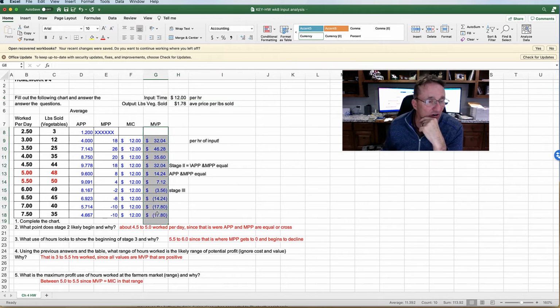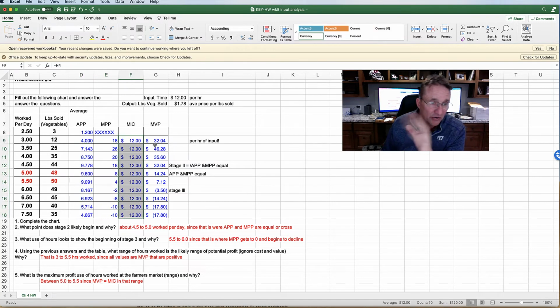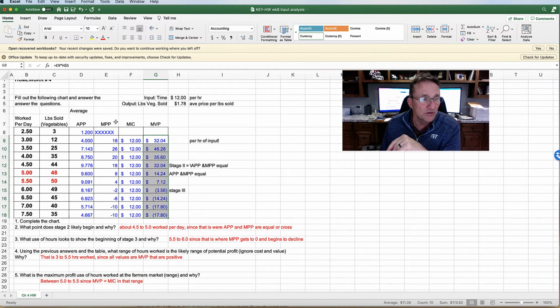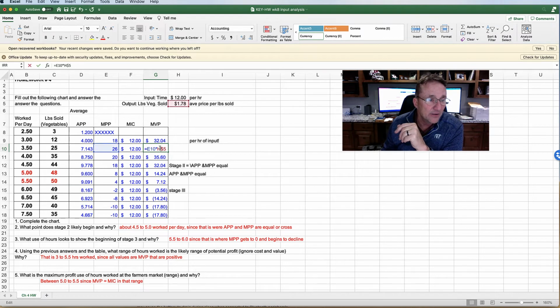What's the input worth? Because every one of these is based on 1 hour of the input. That's what one input costs you. So what's the one input worth? Well, you just multiply the MPP times the price, and it gives you that. So 18 times $1.78 is the pound of vegetables sold. If you go through here, it's 26 pounds now sold times $1.78. So it's worth $46. So is it worth $12 to get 32? The answer is yes. Is it worth spending $12 to get 46? Well, of course. Is it worth $12 to get 35.60? The answer is still yes. Even though it's not as high, you get to collect this each time.